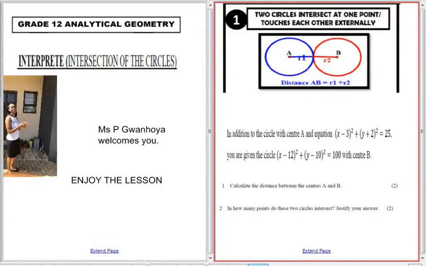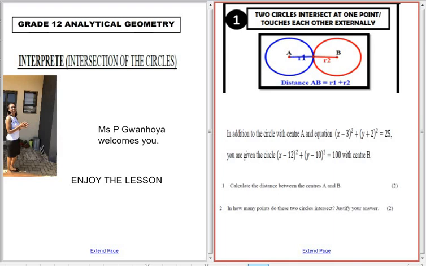All right, grade 12s, welcome to your lesson on interpreting the circles. We will be finding the intersection of circles in analytical geometry. So I hope you do enjoy this lesson. Let's get started. Look at what we've got this time around.